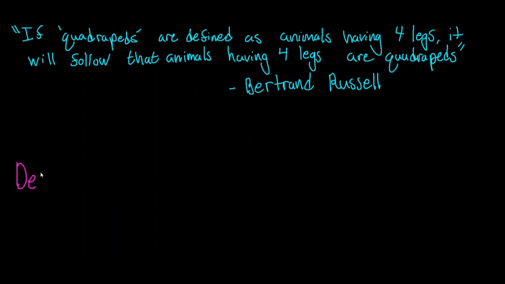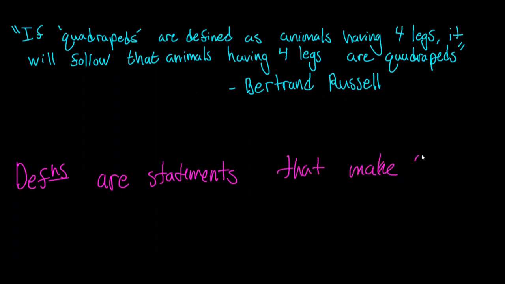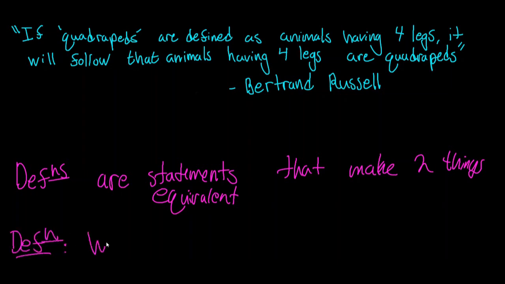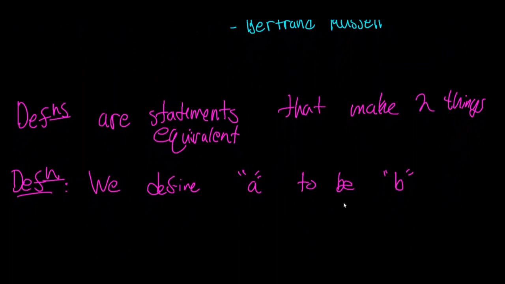So definitions are statements that make two things equivalent. Definitions are statements that make two things equivalent. So, for example, if I say we define A, whatever A is, it could be a statement, we define A to be B. What this really means is that A and B are equivalent.